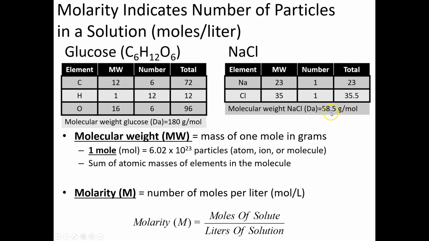1 mole of sodium chloride is 58.5. As we said before, Avogadro's number tells us 6.02 times 10 to the 23rd particles. It's equal to its molecular weight as an atom, an ion, or a molecule. Now, when we want molarity, we're going to take the number of moles per liter of solution. And normally you just do moles per liter.